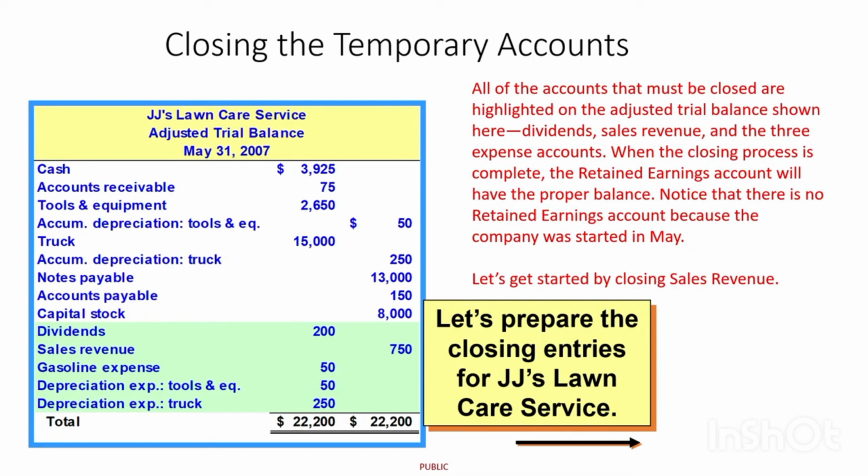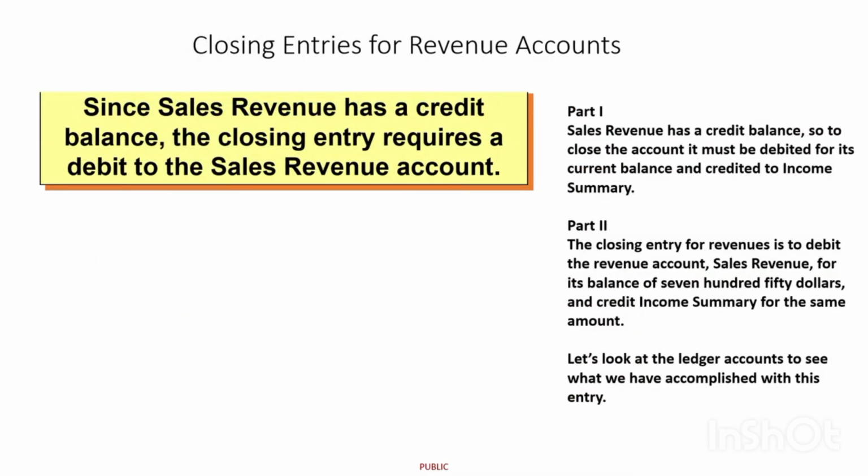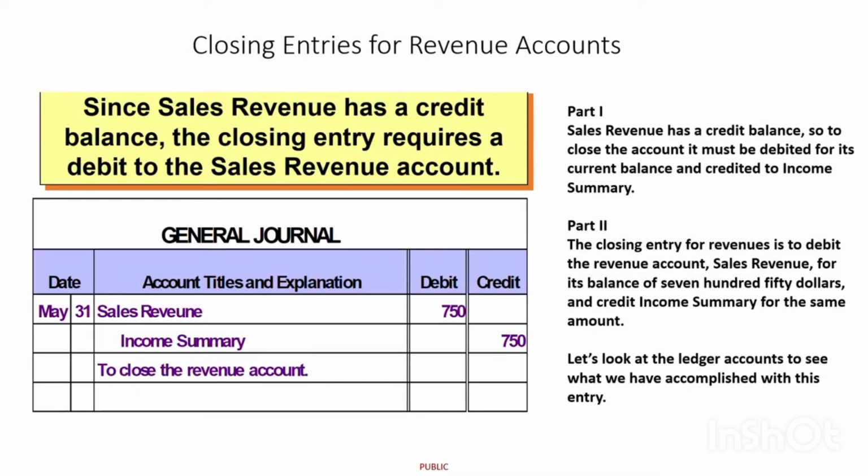Now let's get started by closing sales revenue. Since sales revenue has a credit balance, the closing entry requires a debit to the sales revenue account. In the general journal, with account titles and explanation, for 31st May, sales revenue debit is 750 and income summary credit is 750. Now, to close the revenue account.